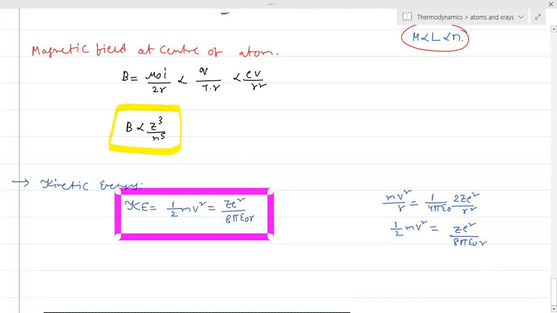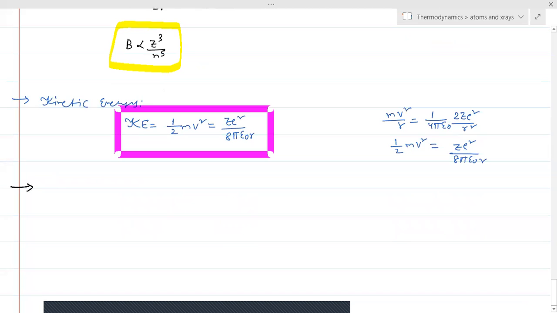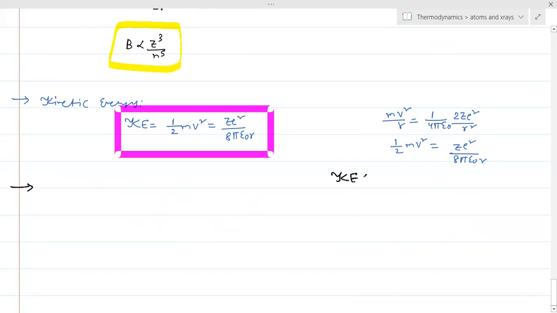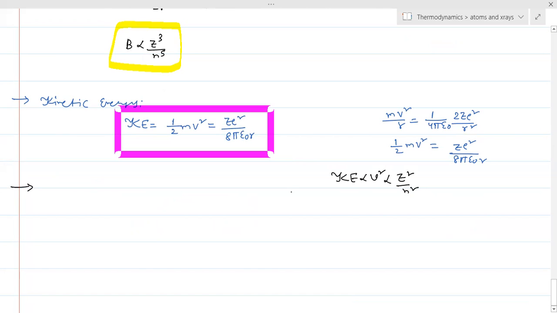So from that equation we will easily remember. Suppose here we conclude that the kinetic energy is proportional to v square. Already we know that v is proportional to Z by n. Therefore, kinetic energy is proportional to Z square by n square. So easily we will remember it in terms of Z and n.